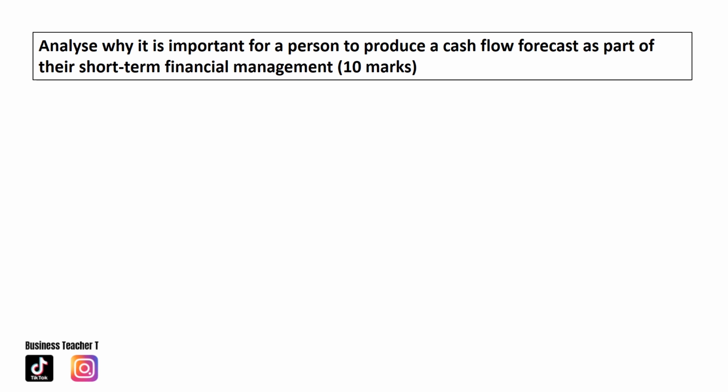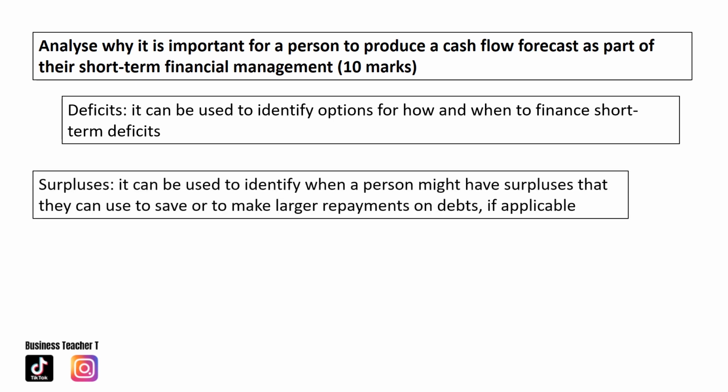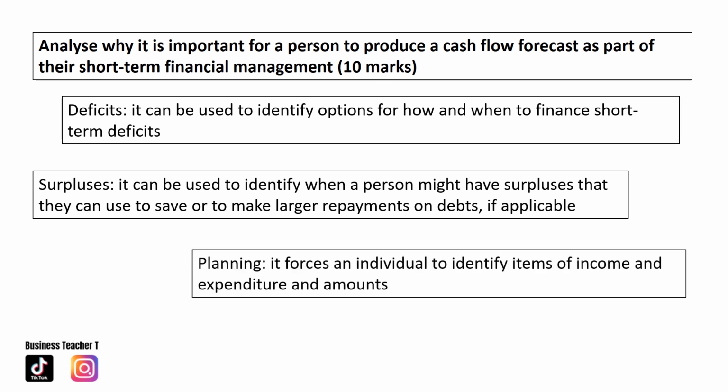Cash flow forecasts can be used to identify options of how and when to finance short-term deficits. So it will help one to identify that. It can also be used to identify any surpluses, when a person has surpluses that they can use to save or make larger repayments on debts, if that's applicable. It can be used in regards to planning. It forces an individual to identify items of income and expenditure and amounts, such as mandatory expenditure, essential, and discretionary.